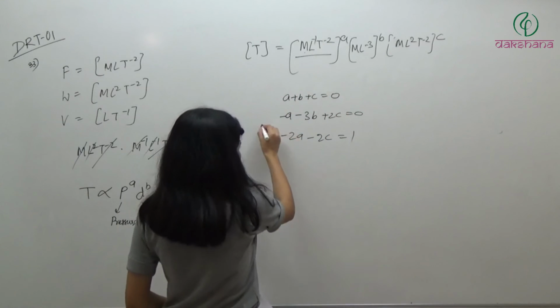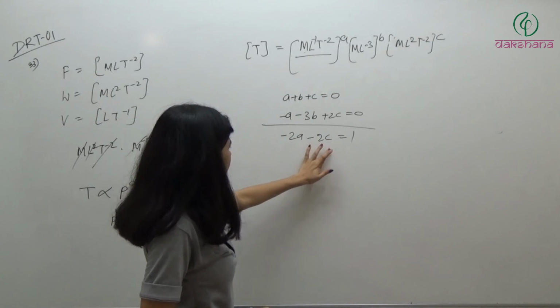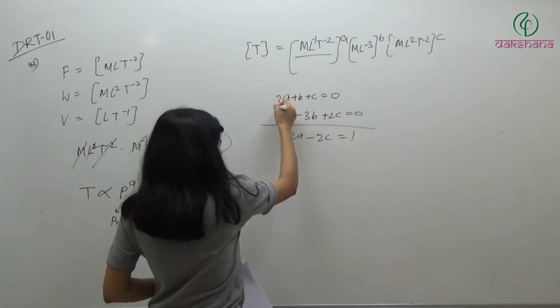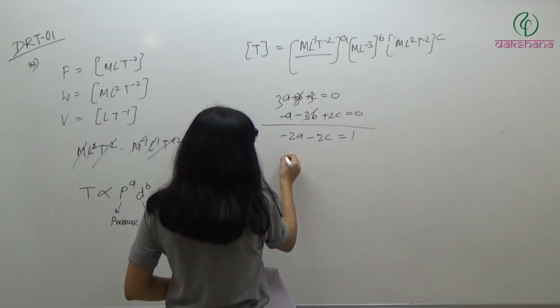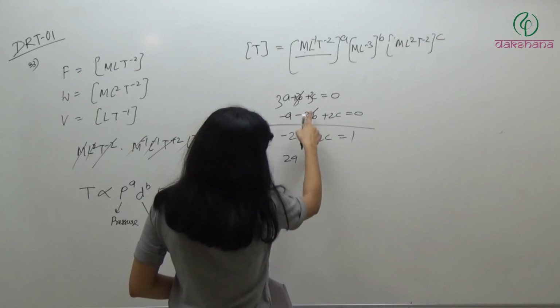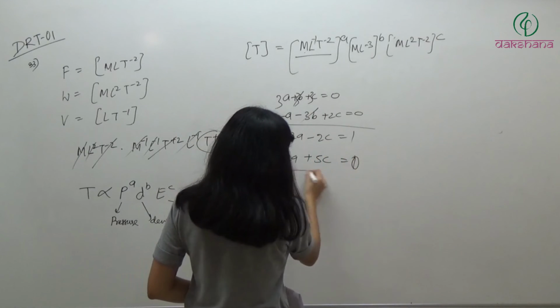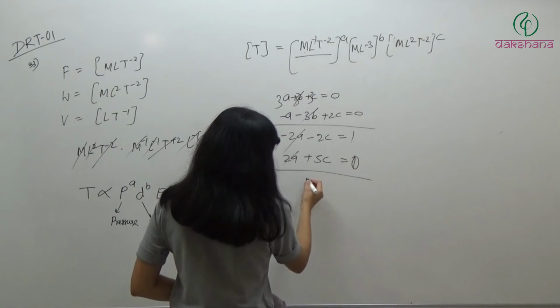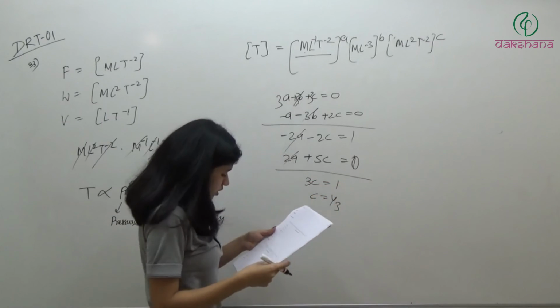Now we will solve these two equations. So here we have A and C. We will remove B from here. So 3, 3, 3. This will get cancelled. So here we have 2A plus 5C is equal to 0. So now we will get 3C is equal to 1. So C is equal to 1 by 3.